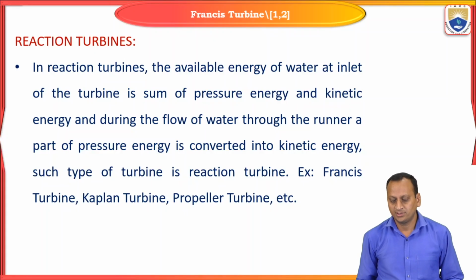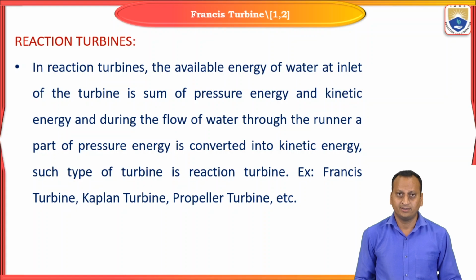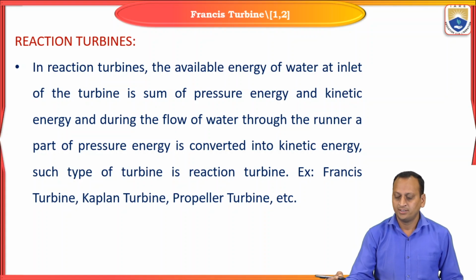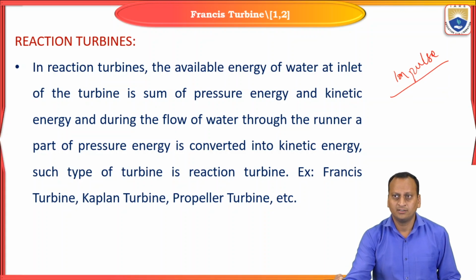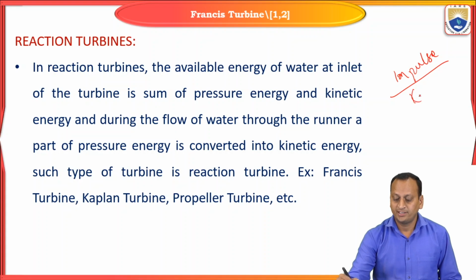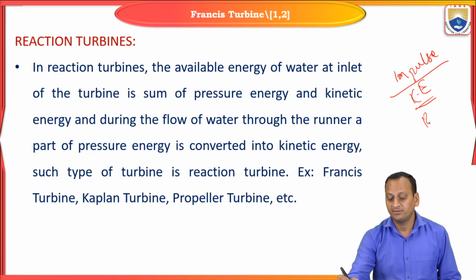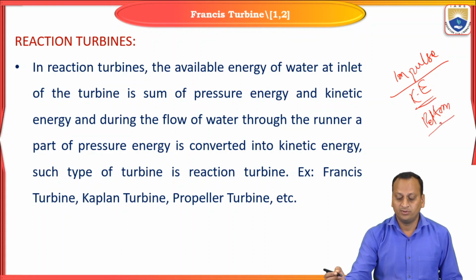According to the available energy at the inlet of a turbine, turbines can be classified into impulse and reaction turbines. In an impulse turbine, the energy available at the inlet before entering the turbine runner is only kinetic energy. Only the Pelton wheel turbine comes under this, and we have gone through the Pelton wheel turbine.